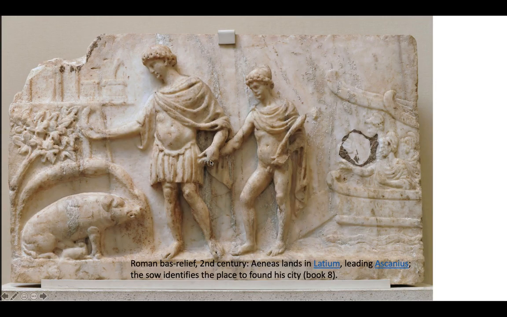So here's another more contemporary depiction of Aeneas. Here again, he's with his little son. He's holding his hand. Notice, he doesn't have a bow and arrow. He's got a pig. He's an agricultural family man, homestead kind of hero.